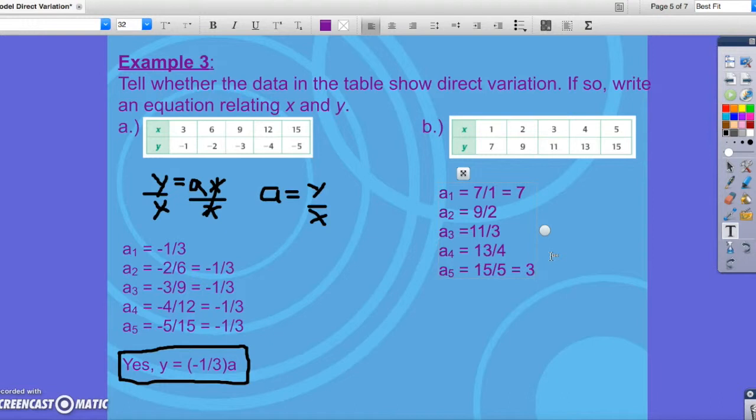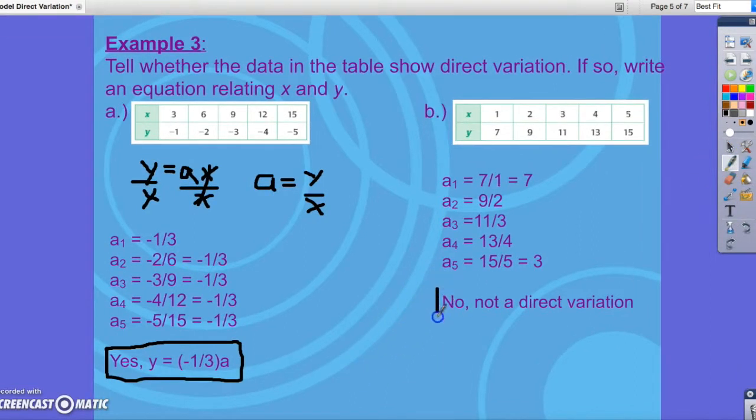Your work is proving that, hey, A1 and A2 don't match, so clearly it's not direct variation. So for this one, it's no. Not a direct variation. And that's my answer. So if it doesn't work out, you just say no, and that's it. All right.